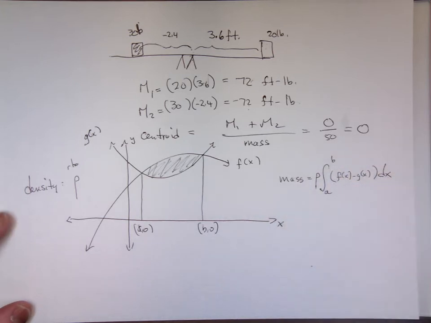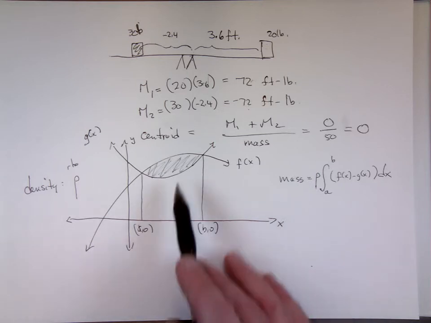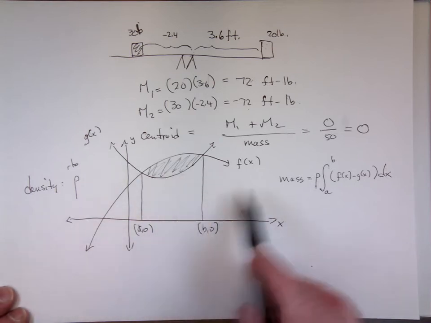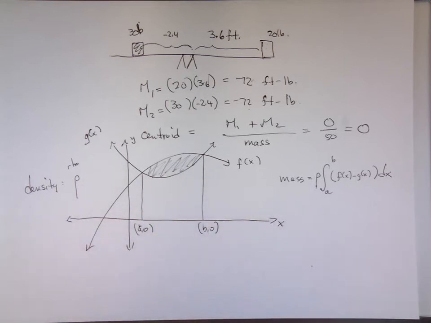Now, I've got to tell you, it's way more interesting in Calc 3. In Calc 3, you've got a density function that varies. The density is different at every point. And that makes for a much more interesting problem, to find the centroid of that lamina of varying density. But that's a Calc 3 thing, and you need double integrals to do that. Anyhow, this will give us the mass of this lamina.